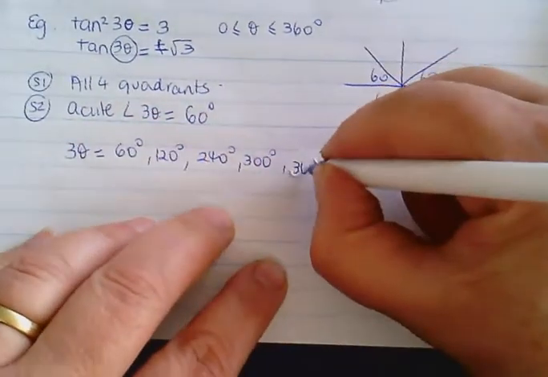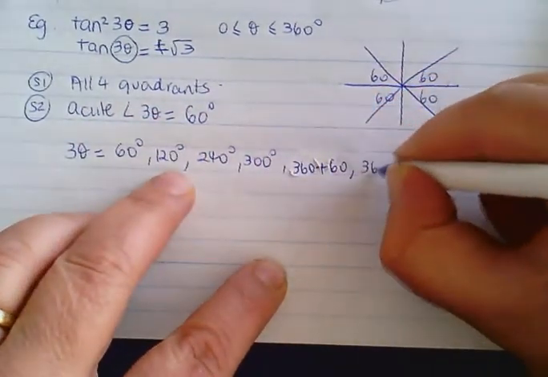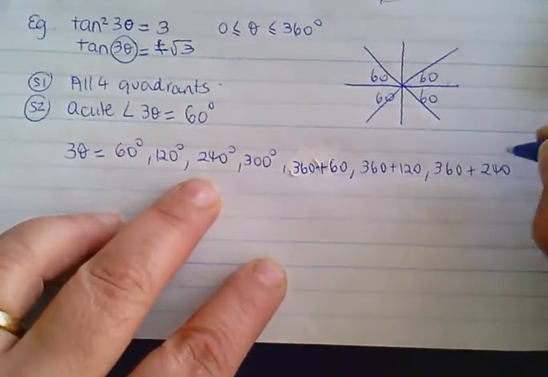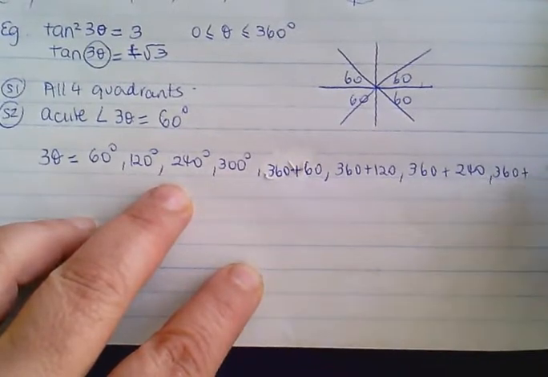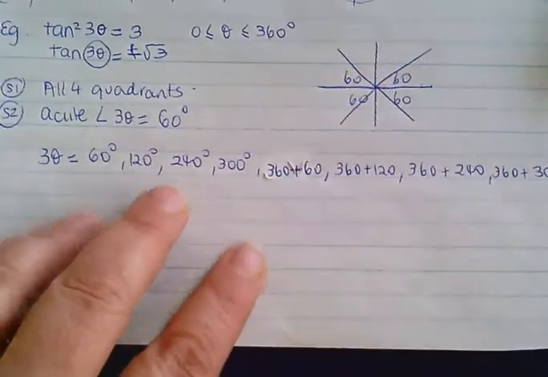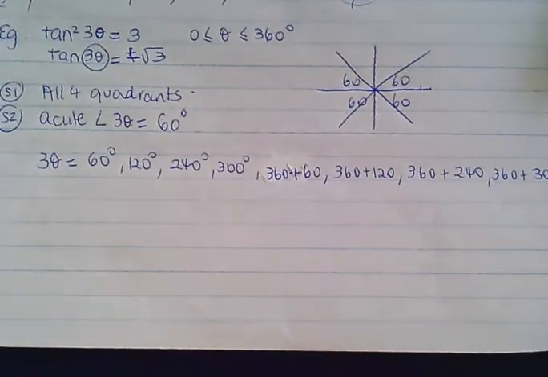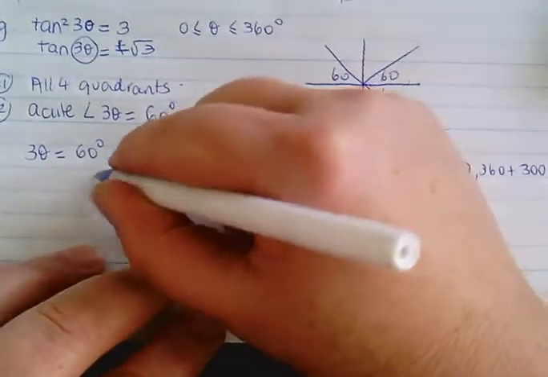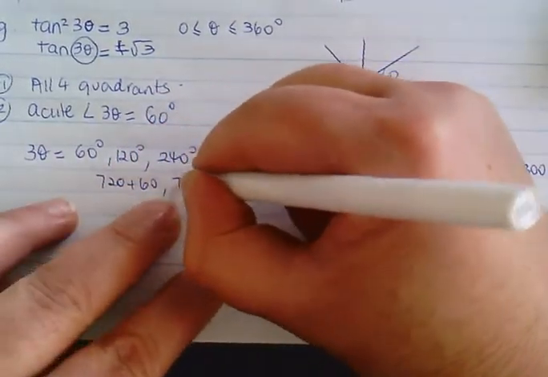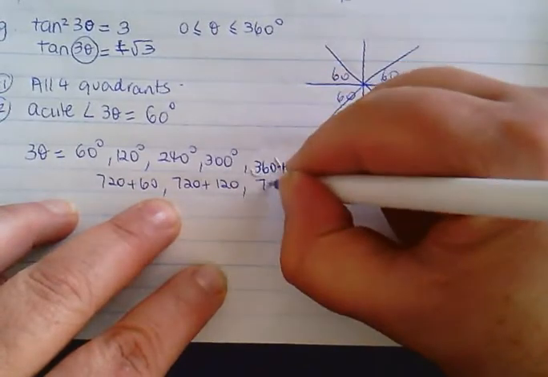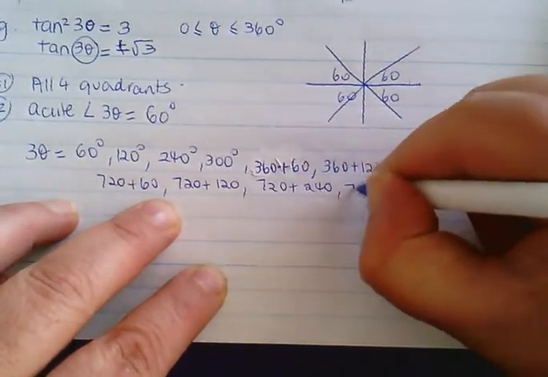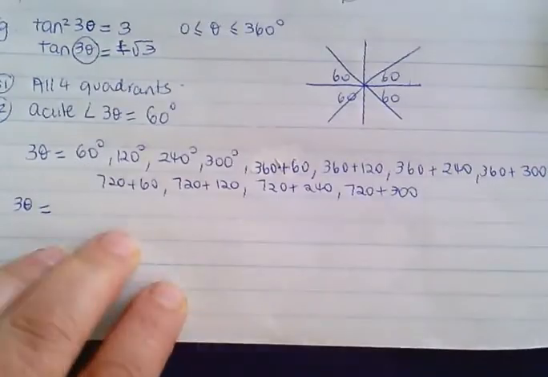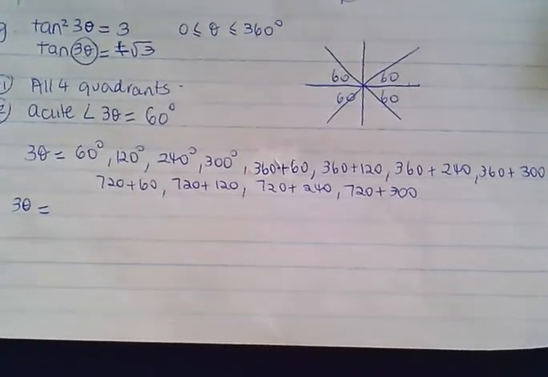So then you'll do 360 plus 60, 360 plus 120, 360 plus 240, got it? 360 plus 300, not done. Now instead of going 360 plus 360, let's add 720. Do you get it? So that's twice around the circle. Then we've got 720 plus 60, 720 plus 120, 720 plus 240, 720 plus 300. Now that's still 3 theta. Once I get those answers, I have to divide them by 3.